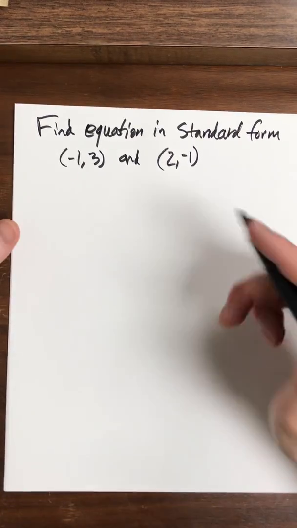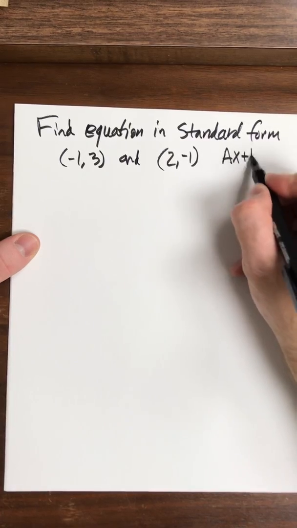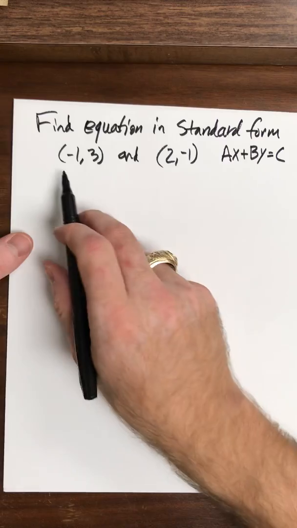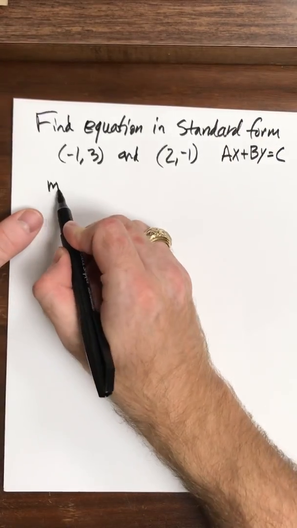All right, I want to find the equation in standard form. Standard form is ax plus by equals c. So all I'm given is 2 points. So let's start with finding the slope.